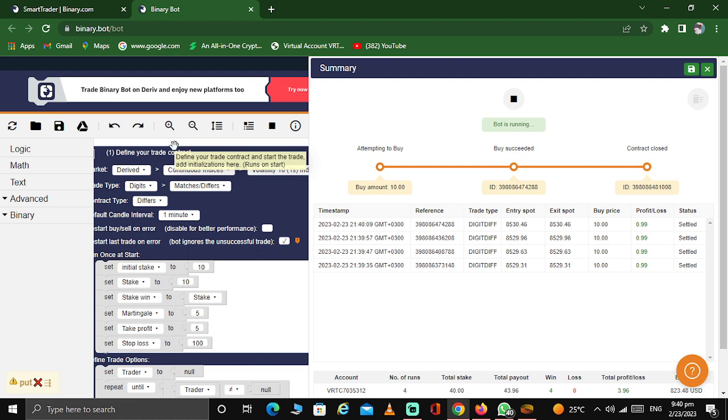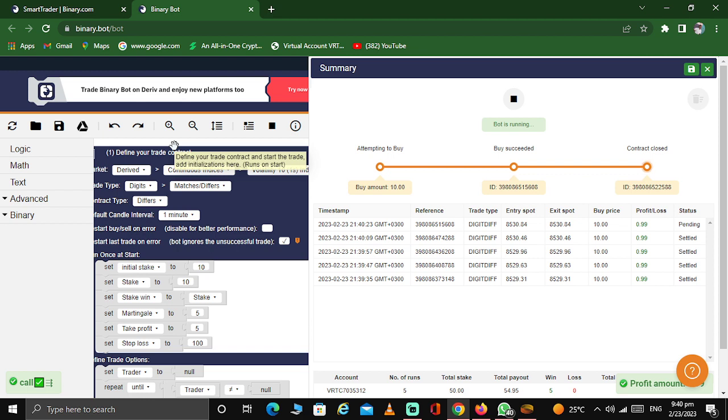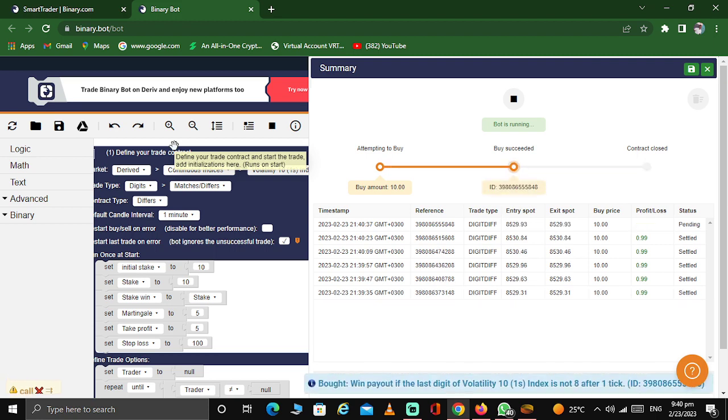Yeah, so you're almost there. When it reaches the take profit, we will change the prediction. We'll go ahead and do another analysis and then change the prediction.